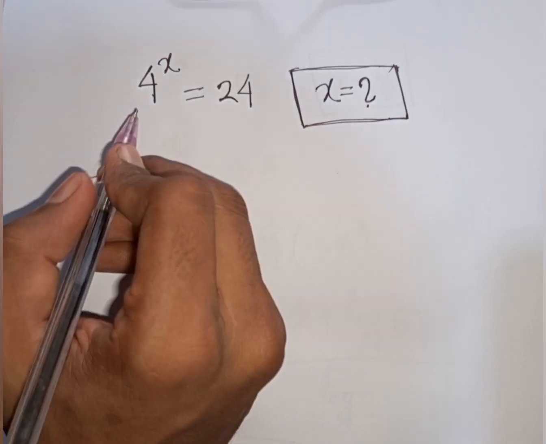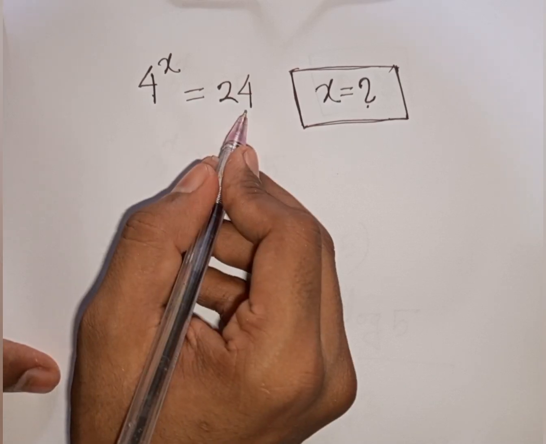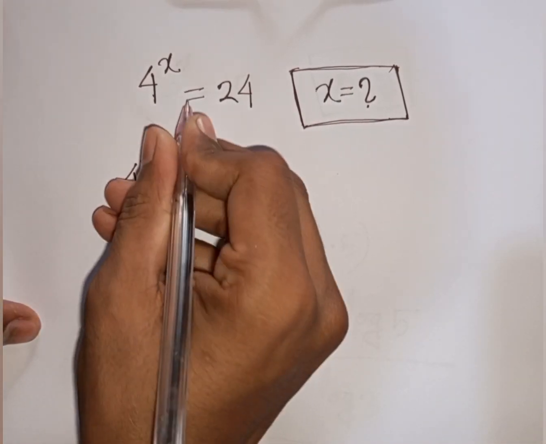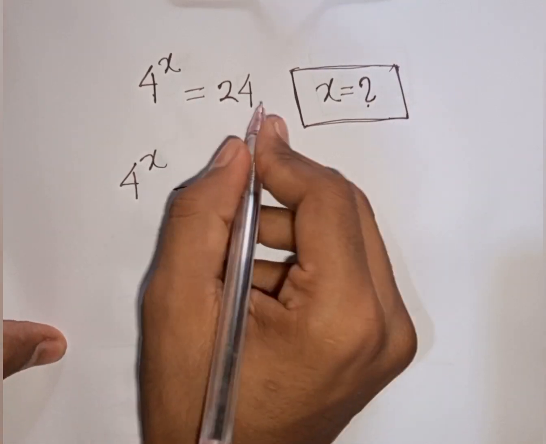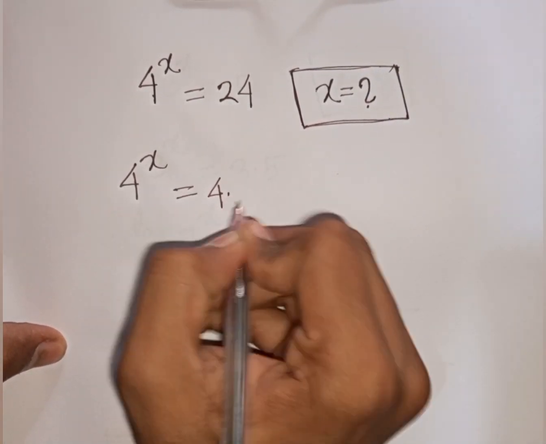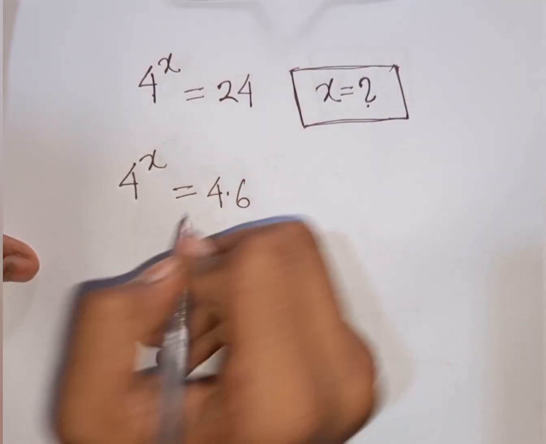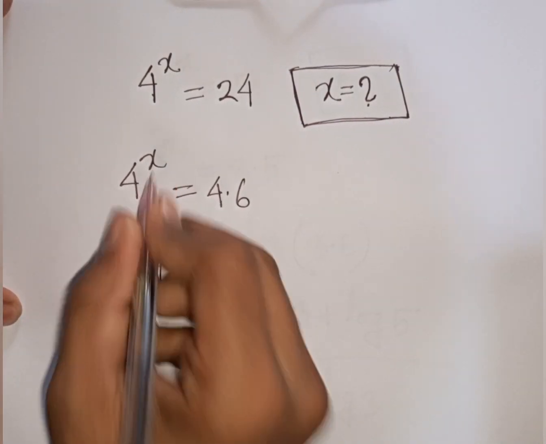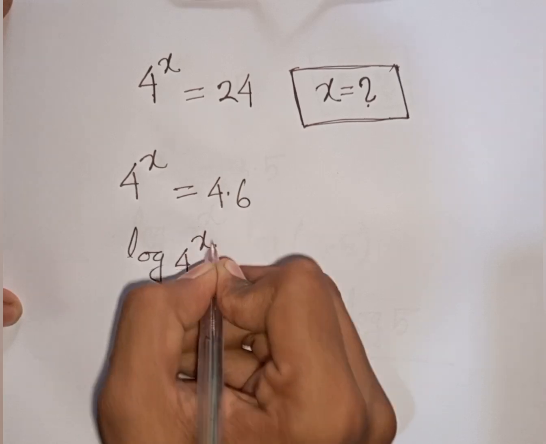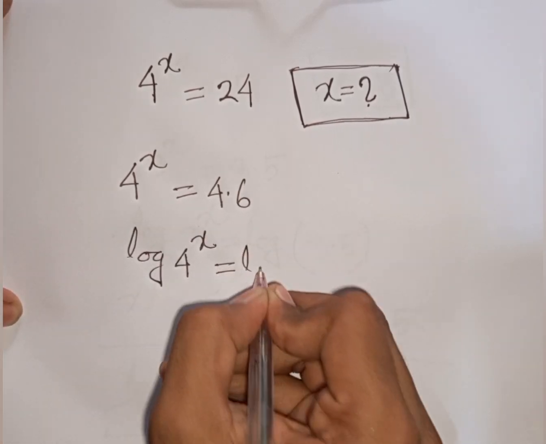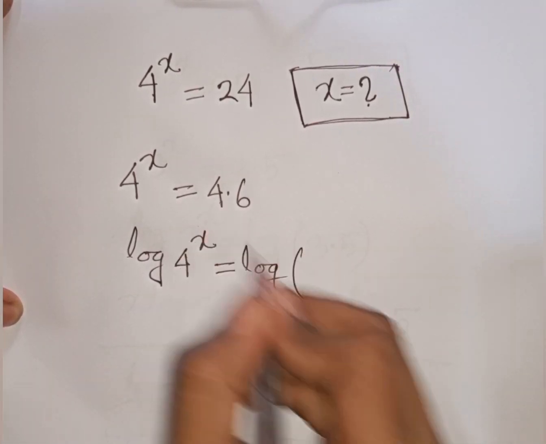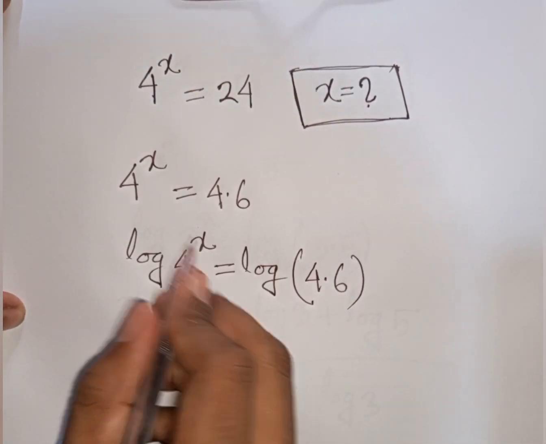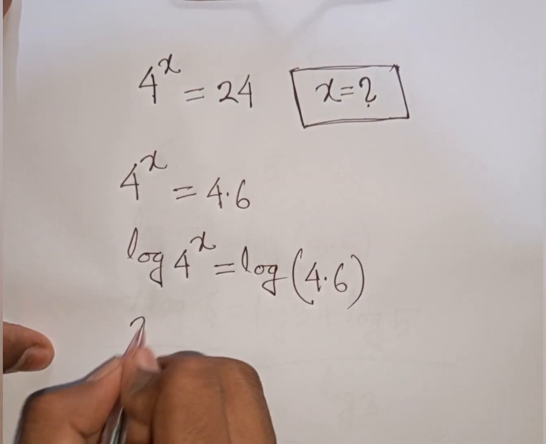How to solve 4 power x is equal to 24. Find the value of x. So we have 4 power x is equal to 24, which can be written as 4 times 6. Now we take log on both sides. So you can write log of 4 power x is equal to log of 4 times 6. Now this power x will move to the front, so it will be x log 4.